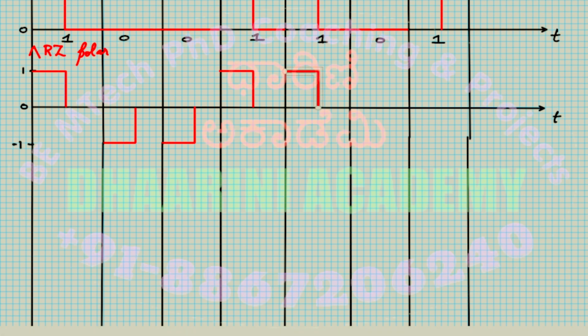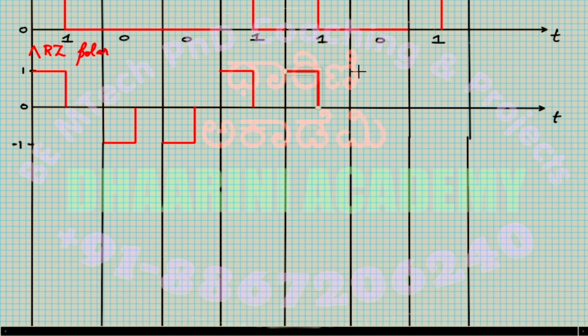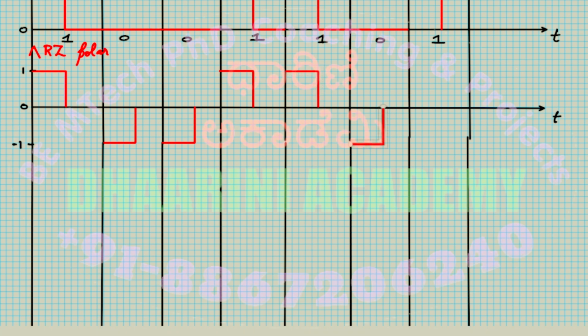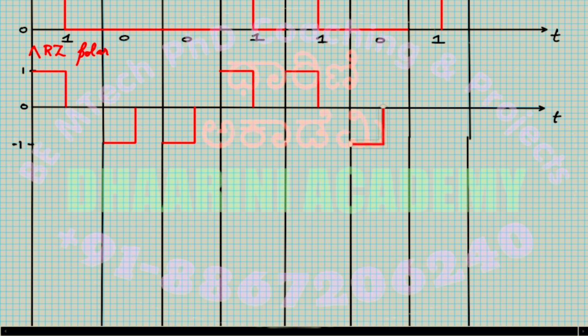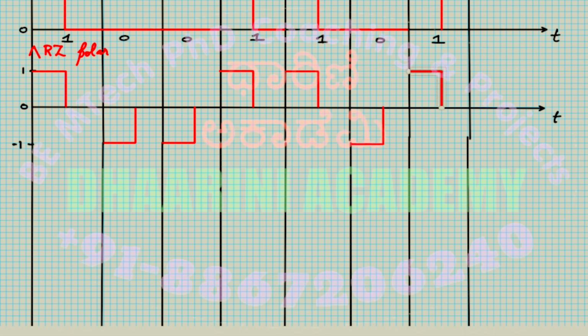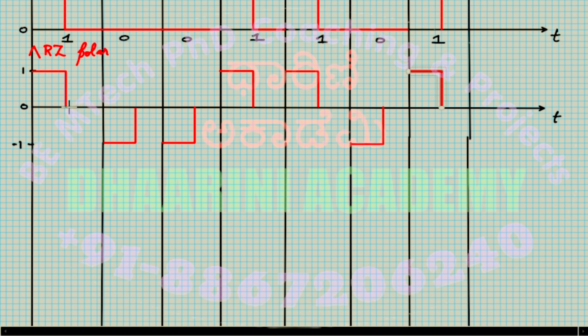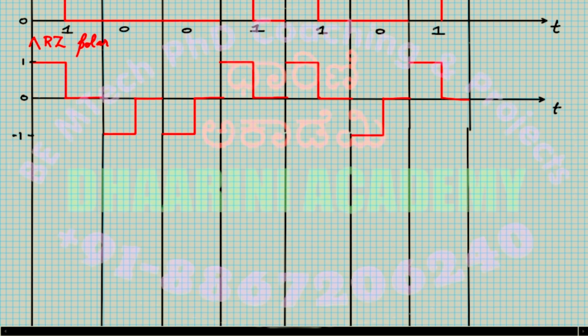This is 1, 1, then we have a 0, then we have 1. Okay, you see that there is a difference among the various types of pulses that we consider. All right, so that is RZ polar, right?